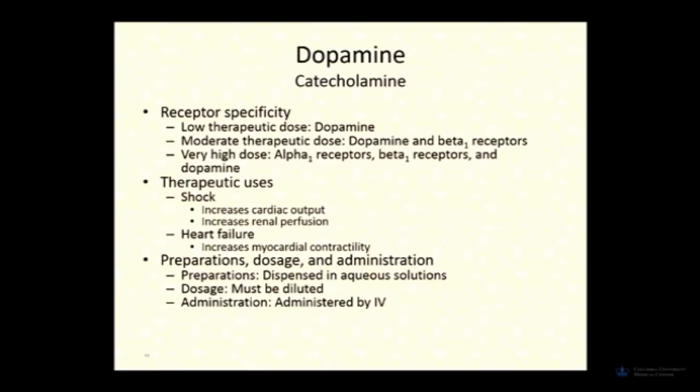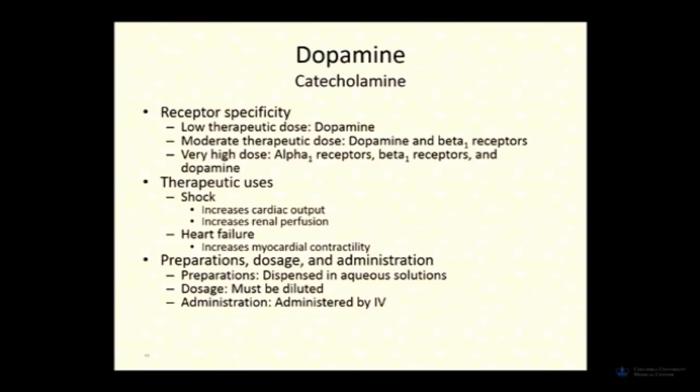Dopamine. Also a catecholamine. For receptor specificity, it obviously has the best specificity for the dopamine receptors, and it also has some specificity for the beta 1 receptor. It can also act on alpha 1 receptors, but it requires a higher dose. At low doses, it'll be specific to dopamine. At moderate doses, dopamine and beta 1, and then at higher doses, you can get an alpha 1 effect.